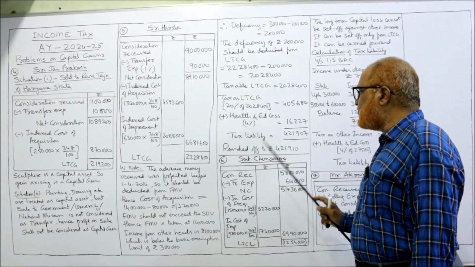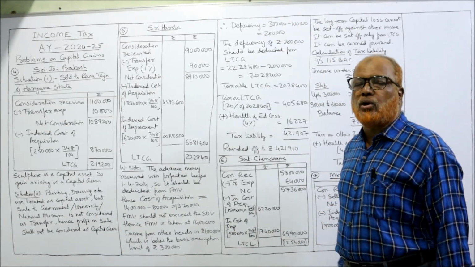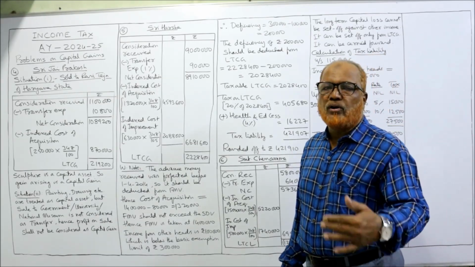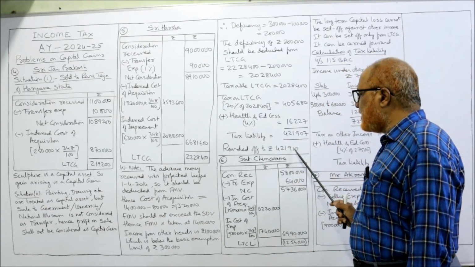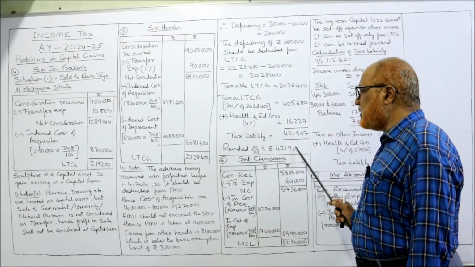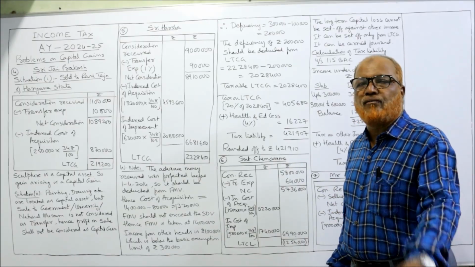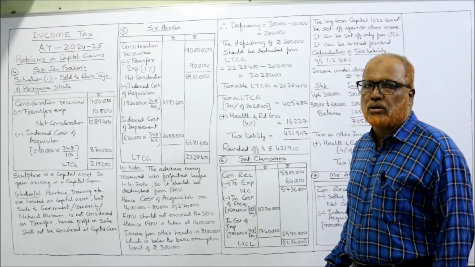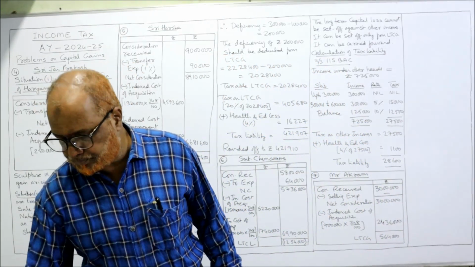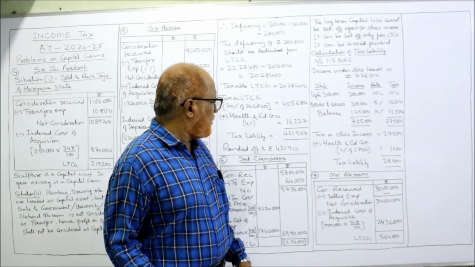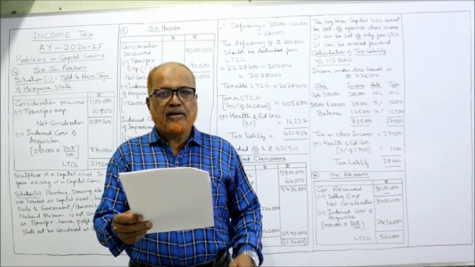Then tax liability is 4 lakh 21,907. We have to round it off to the nearest 10. So instead of 07, we make it 10. So 4 lakh 21,910 is the rounded off tax liability. That's all. So many new points we came across in this problem. Next problem is the sixth one.